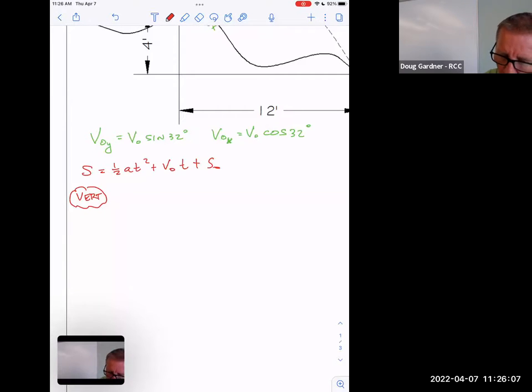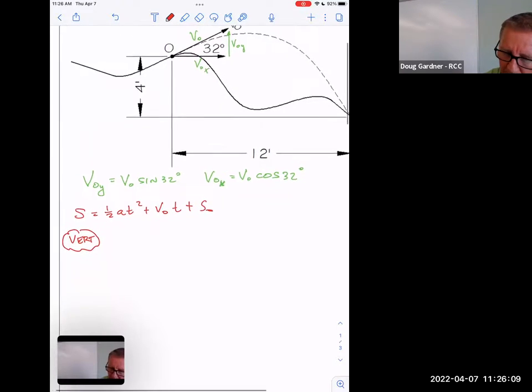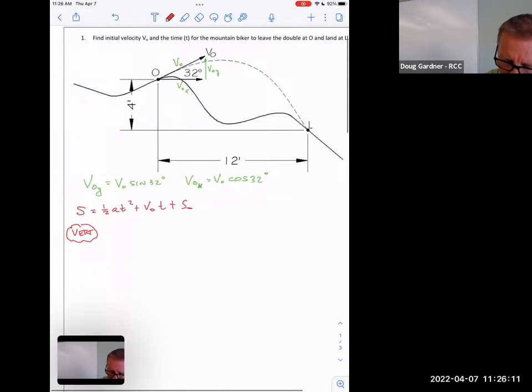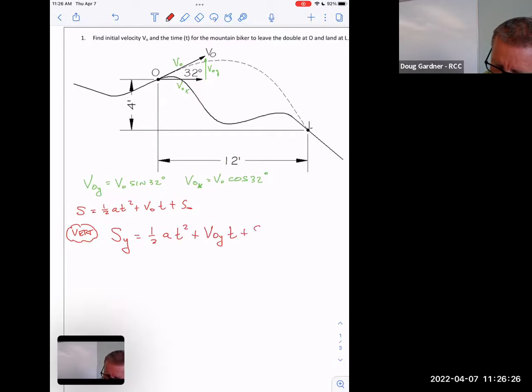So vertically, where am I vertically? Stare at this picture and so forth. But vertically, I would rewrite this as s of y equals 1/2 a t squared plus v0 of y times t plus s of 0 in the y location. Do I know any of those things?